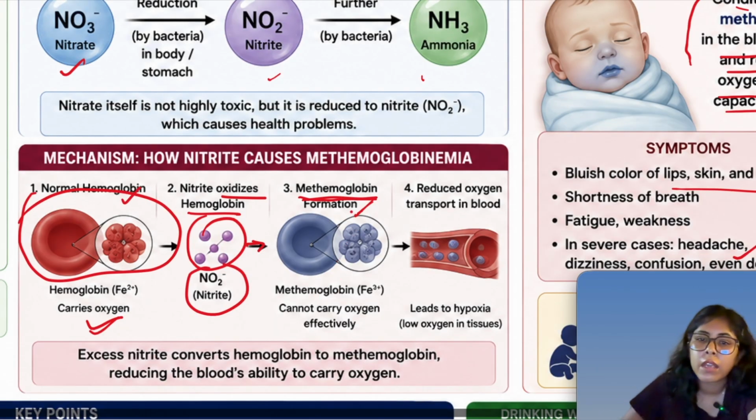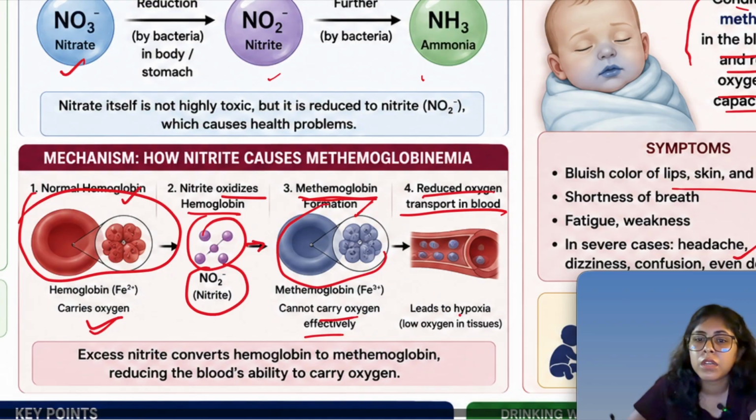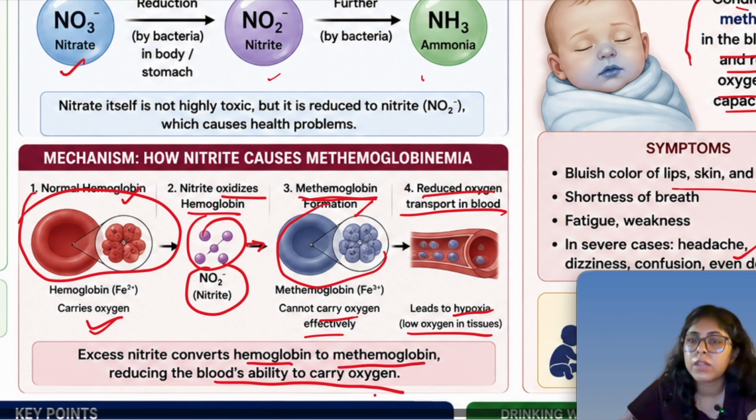Now if this compound is created, it cannot carry oxygen effectively, so it reduces oxygen transport in the blood. Hemoglobin is no more carrying oxygen, so it leads to hypoxia. Hypoxia is nothing but low oxygen in tissue. So excess nitrite converts hemoglobin to methemoglobin, and it reduces the blood's ability to carry oxygen. This is what blue baby disease is.